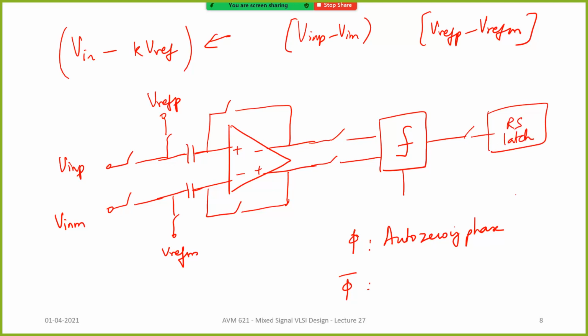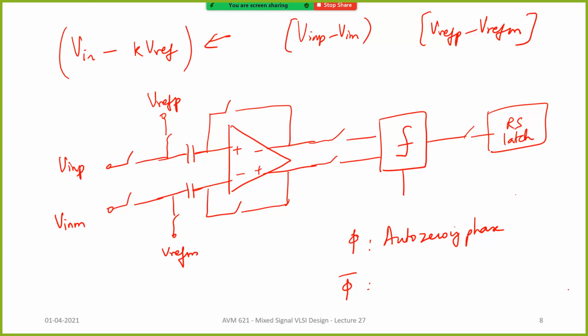Why do you need an RS latch for the comparator? I think we didn't have time to cover that when we discussed the comparator. Because the comparator will evaluate the system only for one phase of the clock. In the other phase of the clock, it is just reset, and at that time the outputs are not valid. So your RS latch will basically read the signal in the evaluation phase and hold it for the other phase.